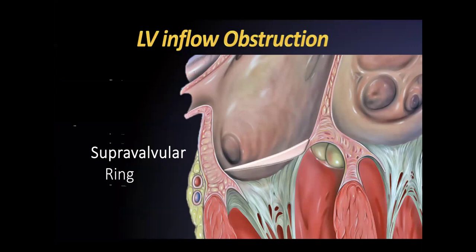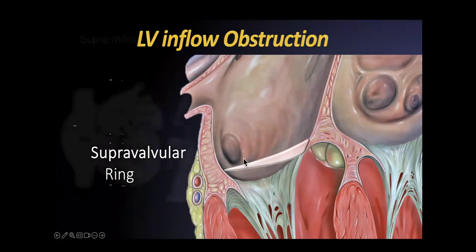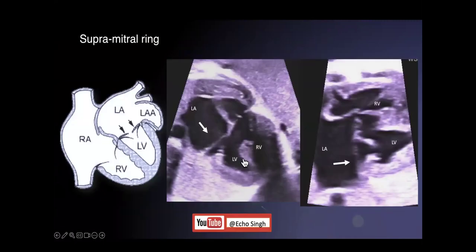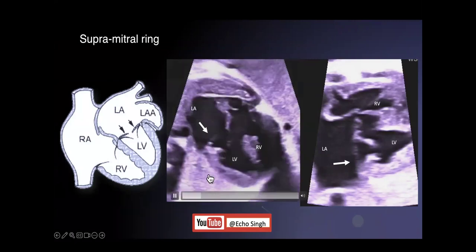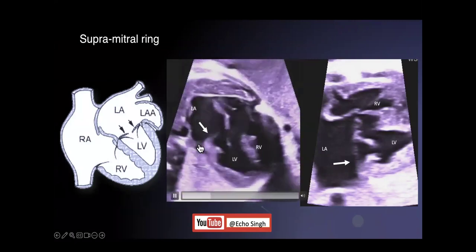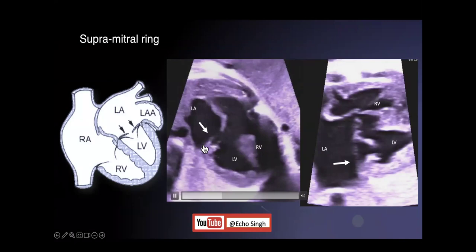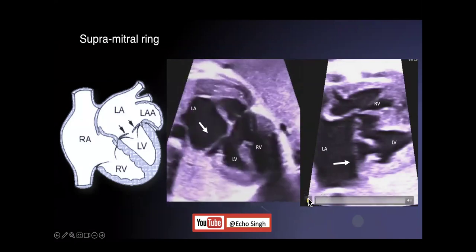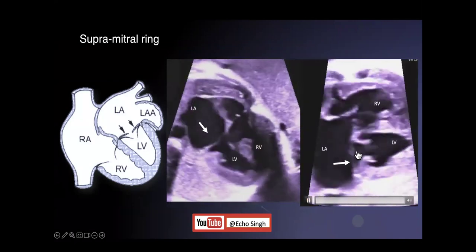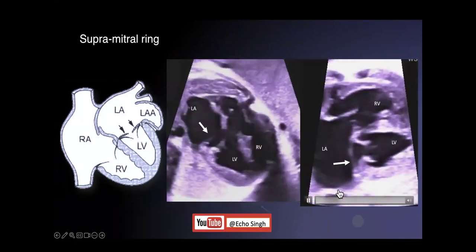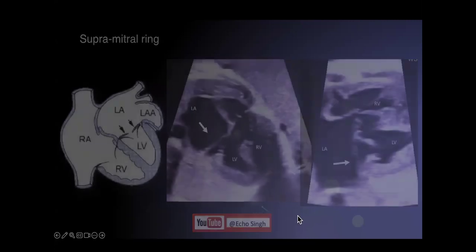Supramitral ring. The difference, as I told you, is that this is below the opening of the left atrial appendage. This is again a fetal echo where I'm trying to show you a supramitral ring. You see this is just on the annulus of the mitral valve, and in this view you just see it sticking right on the mitral valve annulus.